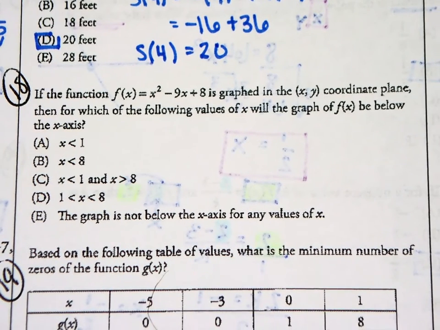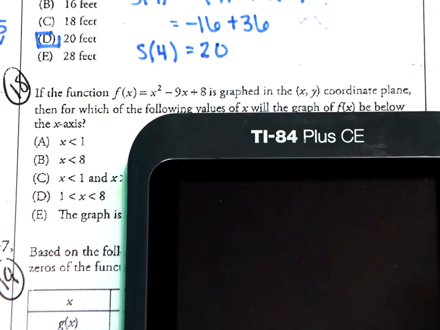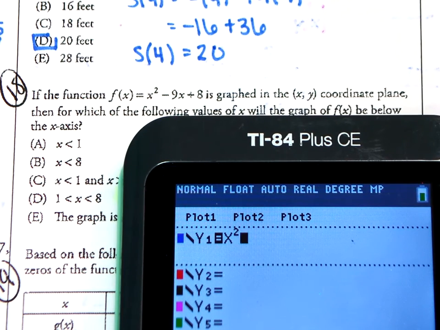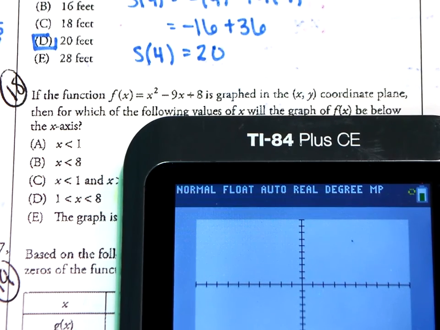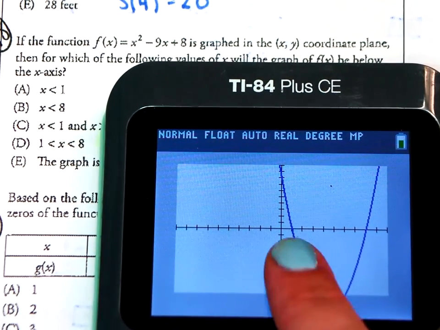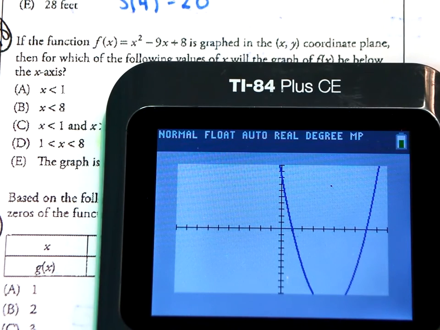Number 18, if the function x squared minus 9x plus 8 is graphed, which of the following will graph below the x-axis? All right, so I'm going to go ahead and just pull up my graphing calculator. Turn it on. I'm going to graph it how I see it. So this is x squared minus 9x plus 8. I'm going to graph, and we're looking for which values are going to be graphed below the x-axis. Well, notice between the roots, the root of 1 and 8, that it graphs below the x-axis.